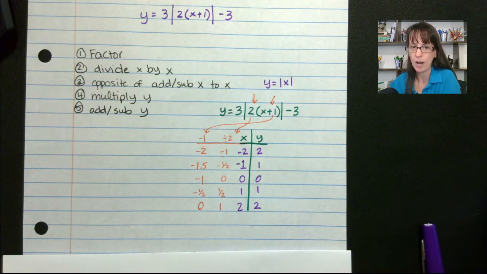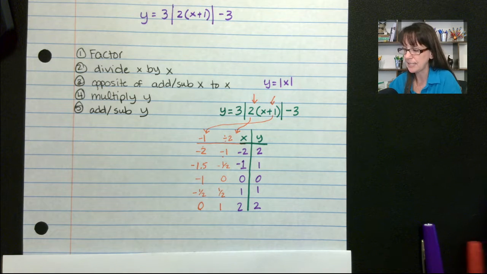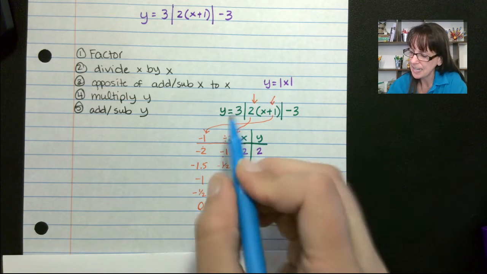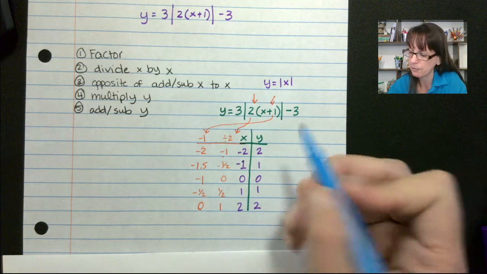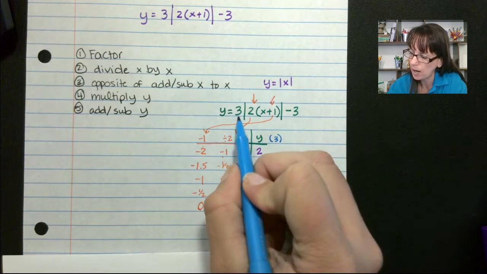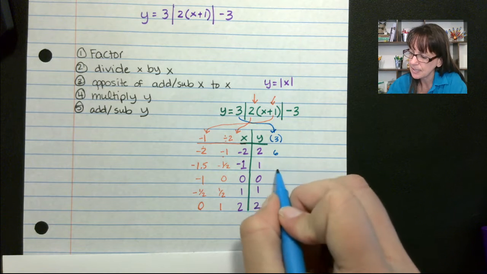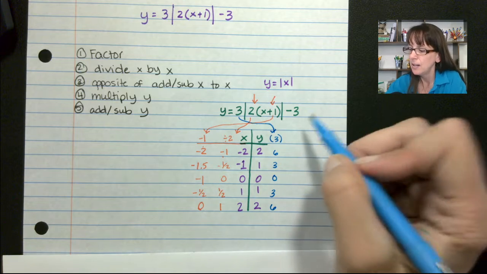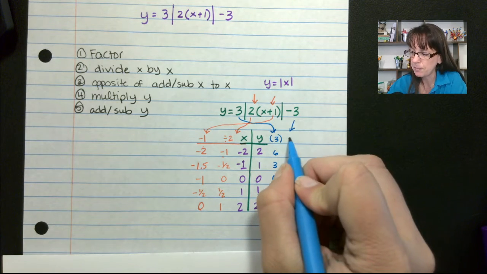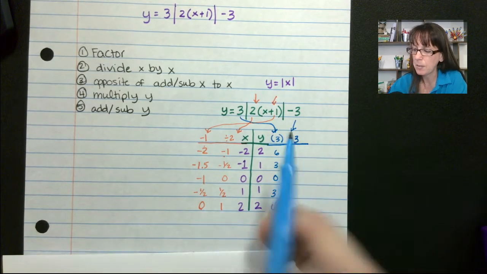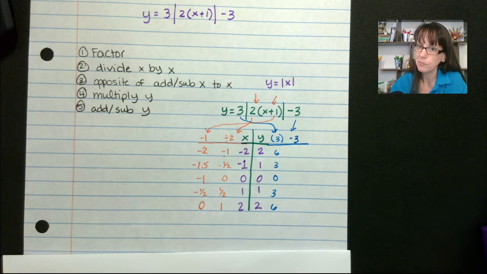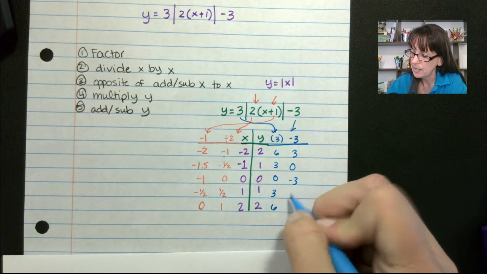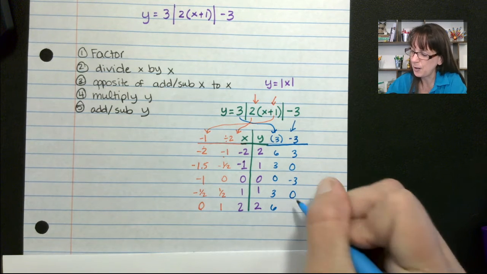So let's talk about our y's now. For our y's, we want to do, like I said, multiplication and division before we do any adding and subtracting. So in this case, we want to take this 3, whatever's attached out at the front there, and multiply our output, our y, by that. So if we do that, we get 6, 3, 0, 3, and 6. Easy peasy. Now we're going to take this and do -3. Remember, if it's attached to the x, we do the opposite, but this one, we do it just like it looks. So -3, we get 3, 0, -3, and then 0, and then 3.